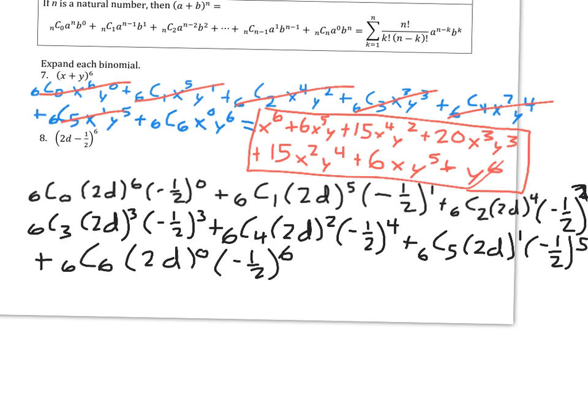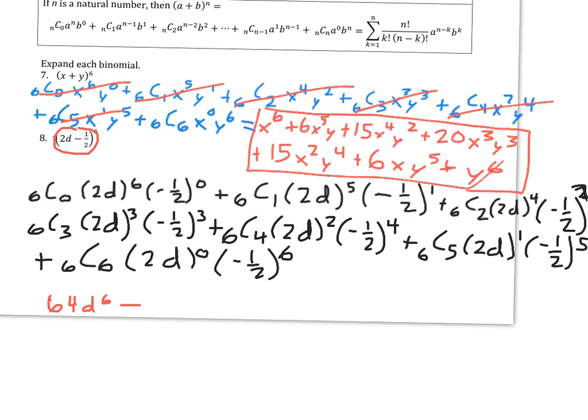Okay, 6c0 is 1. So we have 1 times 2d to the 6th. How do we do 2d to the 6th? 2 to the 6th is 64, d to the 6th. One thing you should know is when there's subtraction in the problem, then it's going to alternate. So 64d to the 6th is positive, so the next one's going to be negative.